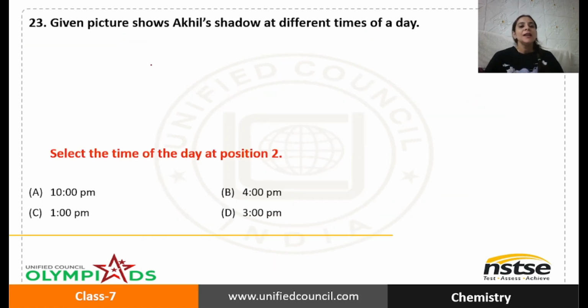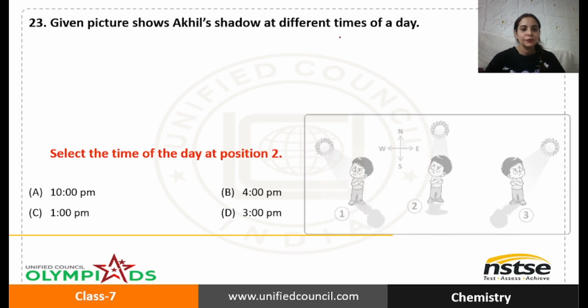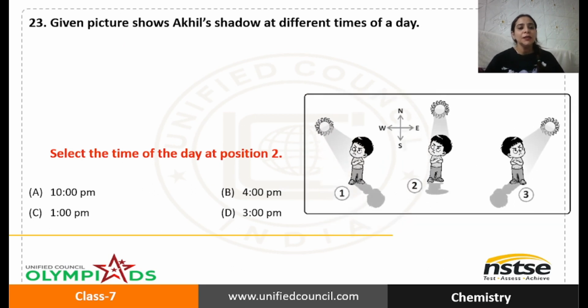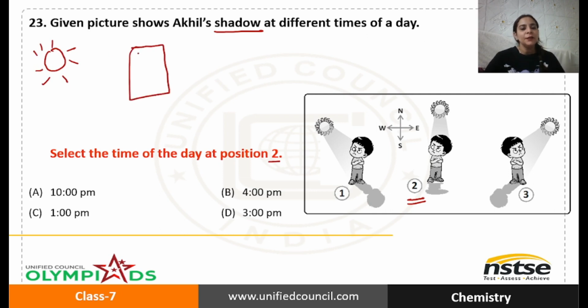Next question. The given picture shows Akhil's shadow at different times of a day. Here we have a picture and we need to select the time of the day at position 2. Before we go ahead, I hope you all know what exactly we mean by shadow. Suppose you have a source of light and you have some opaque object in between.